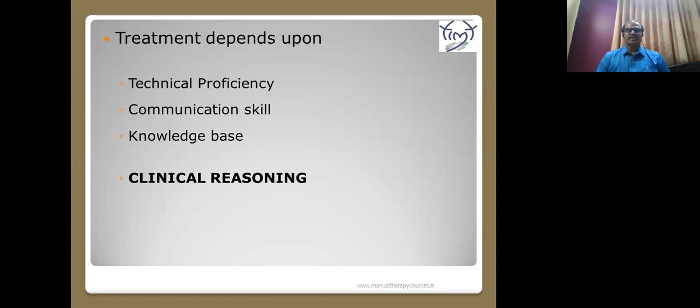Whenever we want to treat, we need to have technical proficiency, meaning the technique of manual therapy and how we are going to work, and also communication skill, how we are going to talk to the patients, and the knowledge base. Overall, I would say this is clinical reasoning, which has three components: cognition, metacognition, and knowledge base. These three components help us get better with the treatment.